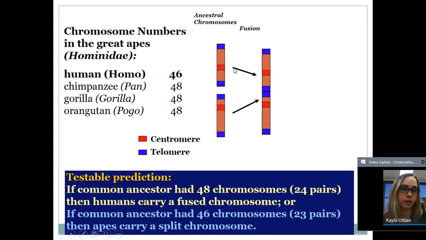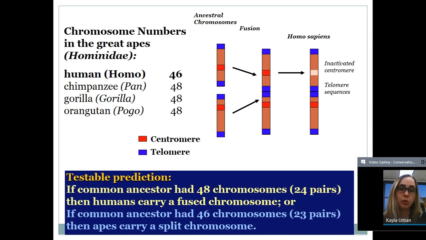If you had head-to-head fusion of 2 chromosomes, then you'd have this double telomere in the center and 2 centromeres on that chromosome, and then telomeres at both ends. That would be evidence of 2 separate chromosomes having connected end to end and fused together. And in humans, you can find that exact thing.